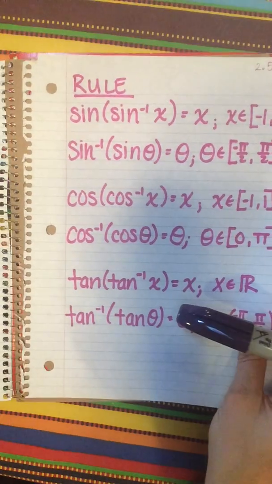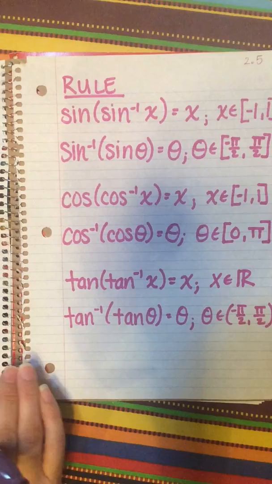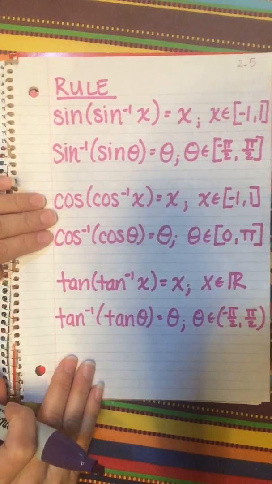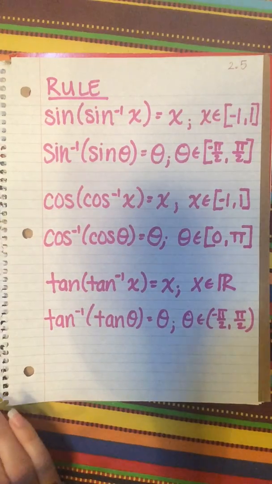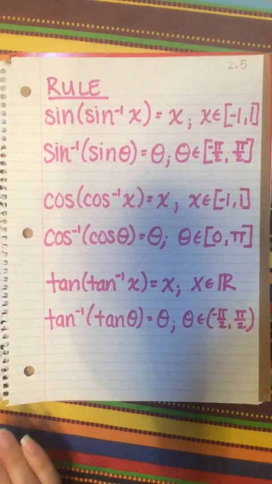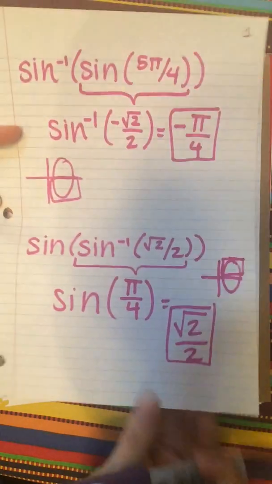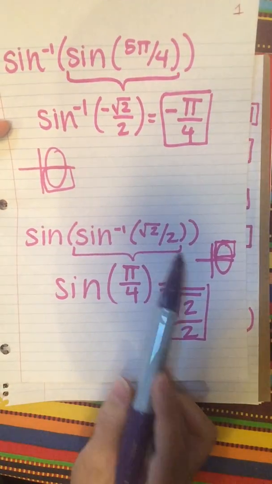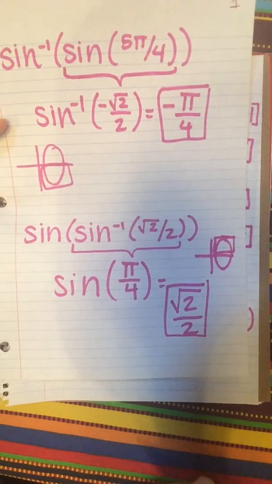All right, so here are the rules. Sine of sine inverse of x equals x if and only if your x exists between negative 1 and positive 1. And that's what happened here on this problem, because the square root of 2 over 2 exists between negative 1 and 1. So they canceled each other out. Our final answer was square root of 2 over 2.